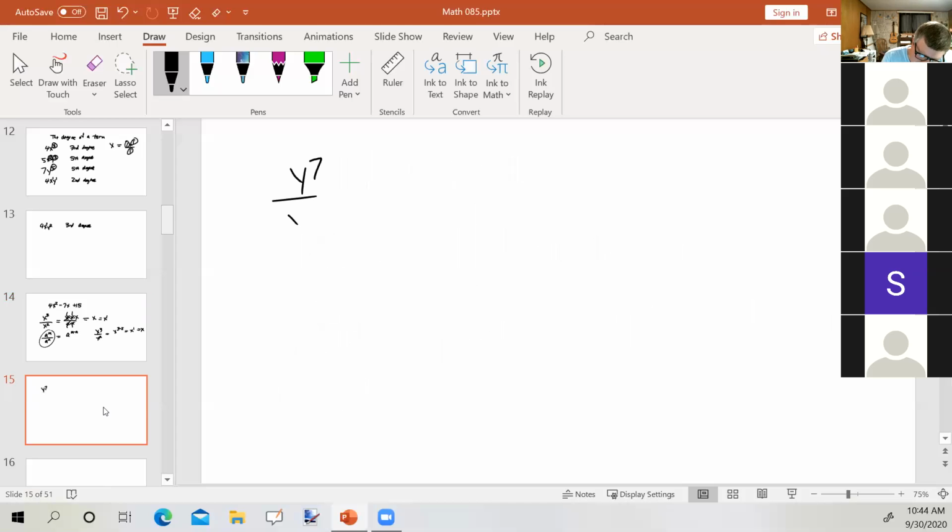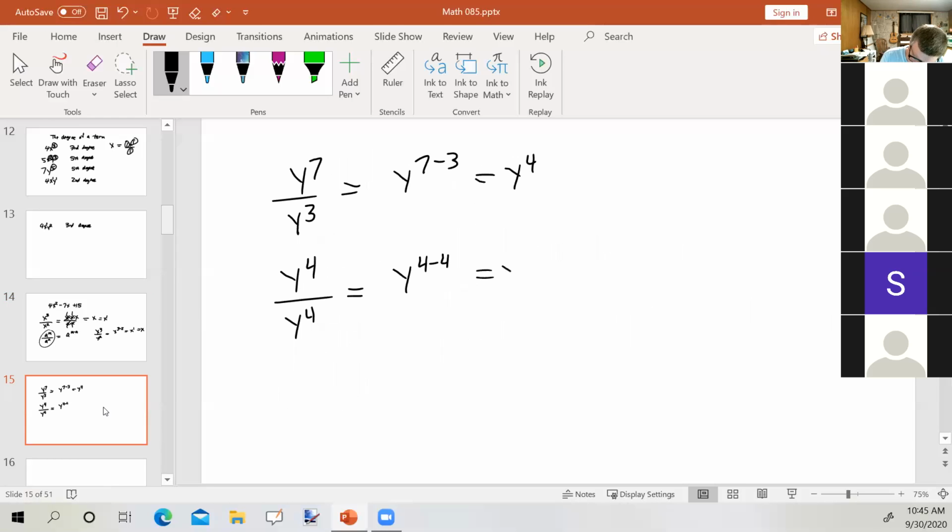Y to the 7th over y to the 3rd power would be y to the 7 minus 3rd power, or y to the 4th power. Are you okay with that example? Okay, what about y to the 4th power over y to the 4th power? Well, that would be y to the 4 minus 4 power, which is y to the 0 power.